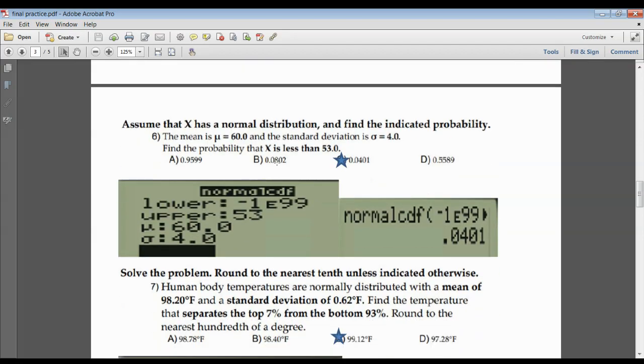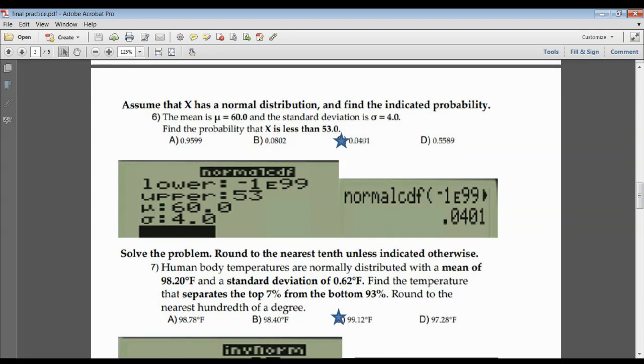Number 6, find, let's see, the mean is 60, standard deviation is 4.0. All right, so it's a non-standard normal. What's the probability of x being less than? Well, if it's less than, you're going to the left all the way to negative infinity, negative E99. Your upper limit is just what it says, 53. The mean is 60. The standard deviation is 4. Hit enter, plug it in, hit enter. Spot on, 0.0401. I can say it correctly.